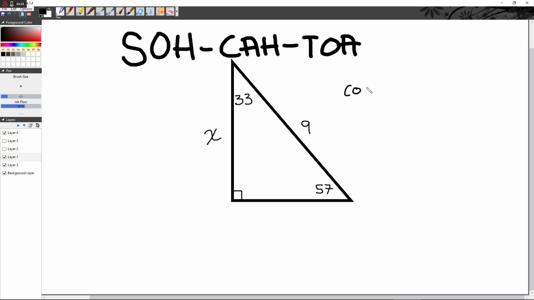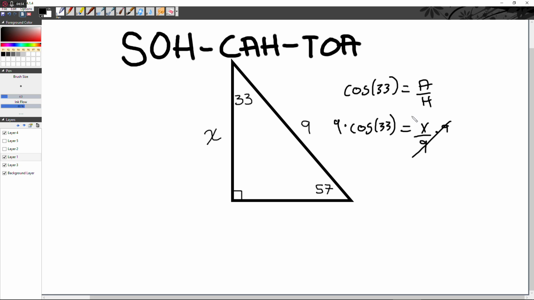So cosine of 33 equals our adjacent over hypotenuse, which is, well, our adjacent is x, our hypotenuse is 9. So we have cosine of 33 equals x over 9. To solve for x, multiply both sides by 9. So 9 times the cosine of 33 equals x.